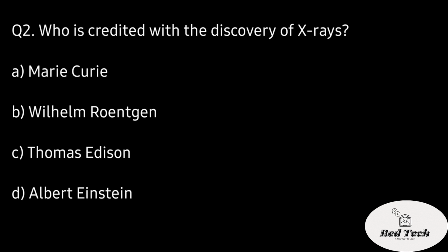Question number 2. Who is credited with the discovery of X-ray? Means who is responsible for the discovery of X-ray? Options are: option A Marie Curie, option B Wilhelm Röntgen, option C Thomas Edison, option D Albert Einstein. These are easy to moderate level. I hope you understand. The answer is option B, Wilhelm Röntgen. Basically, you know very well who gets the credit for the discovery of X-ray.